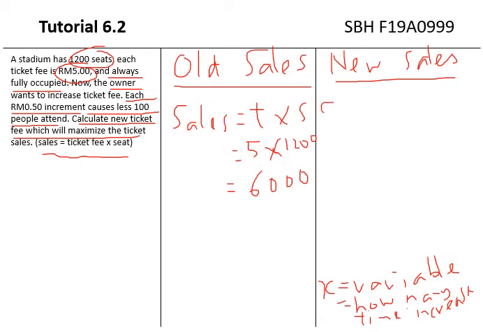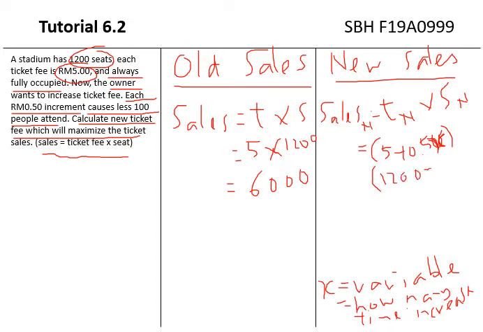Okay, the new sales equals the new ticket fee times the new number of seats. We don't know the new sales, but we know that his intention is to increase by 50 cent. How many times? x times, right? x here. But when he increases one time, there will be 100 fewer people attending.